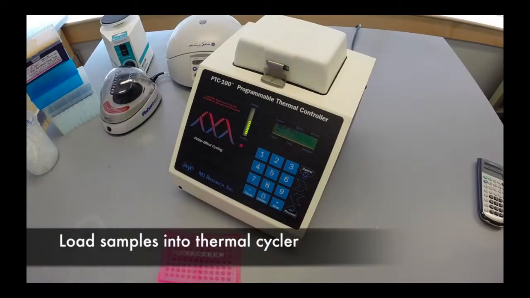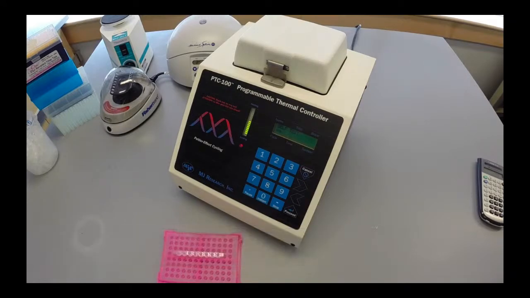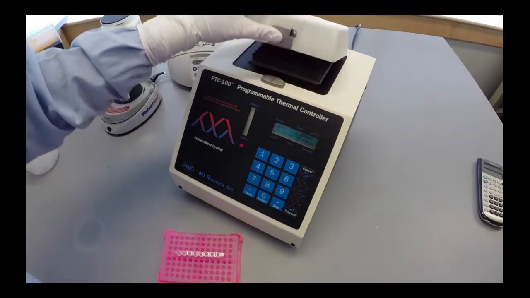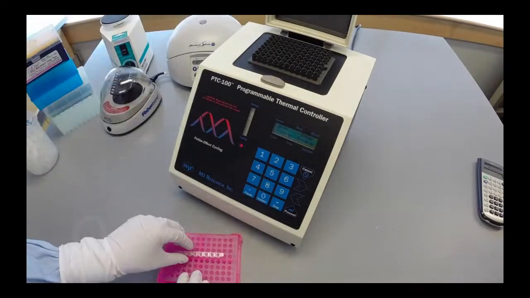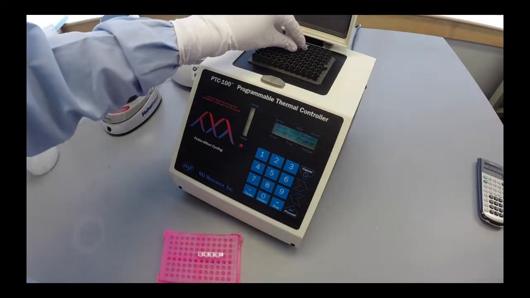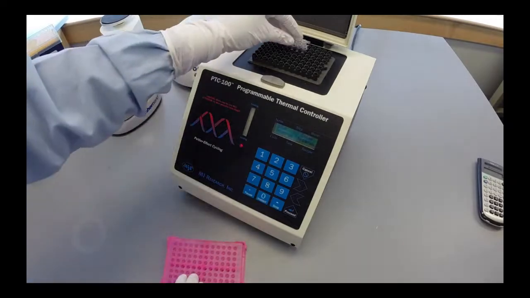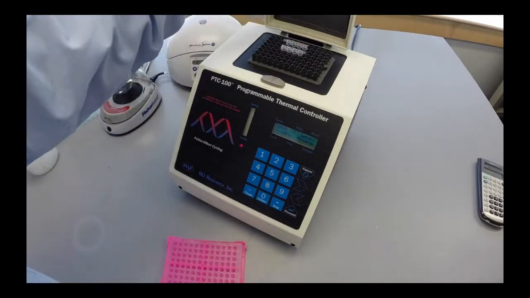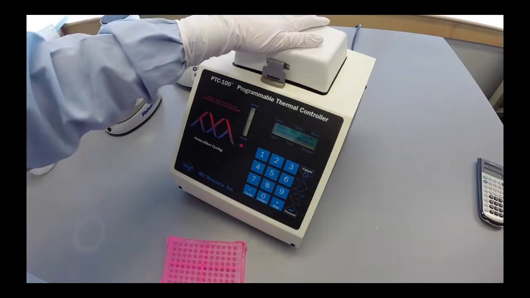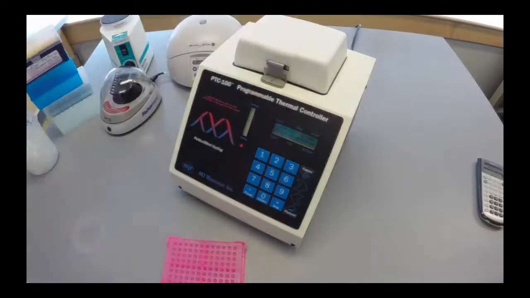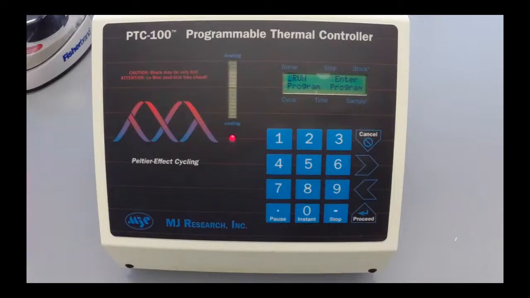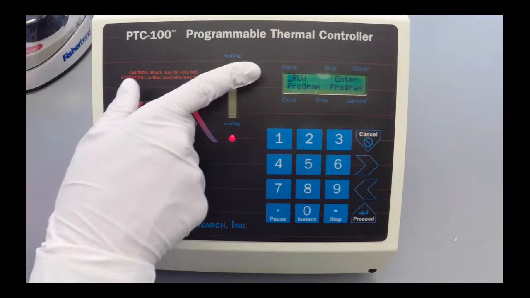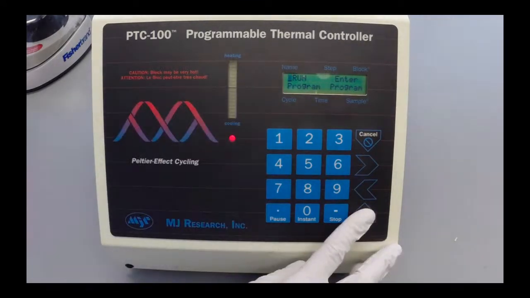Turn the thermocycler on with the switch in the back. Place the tubes in the thermocycler by pressing the metal latch and lifting up on the lid. Tubes can be placed in any spot or orientation. Close the lid and make sure the metal latch has clicked into place. Heat cycling programs have already been programmed into the thermocycler, so all you need to do is run them by pressing the Proceed button.